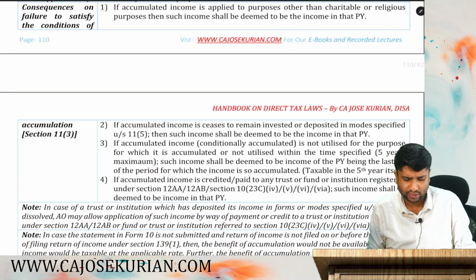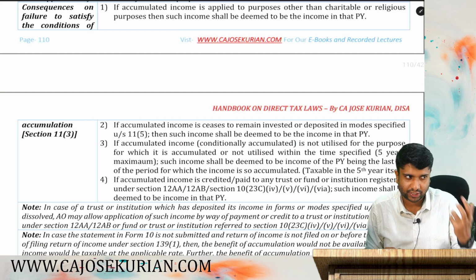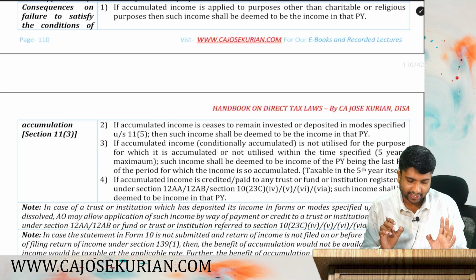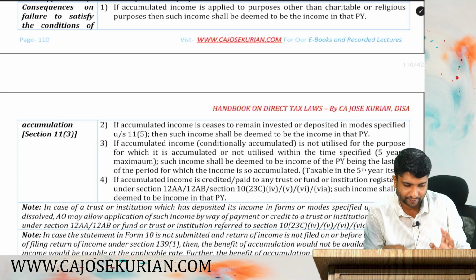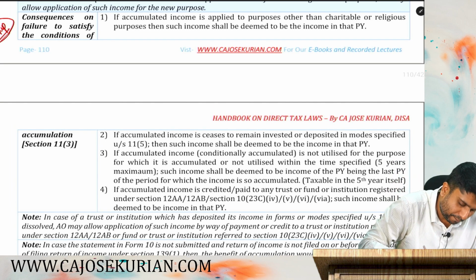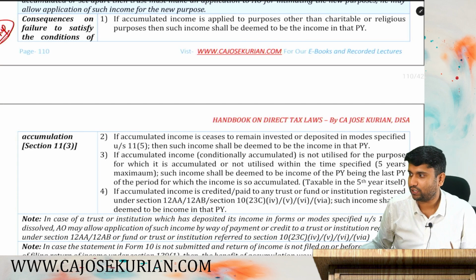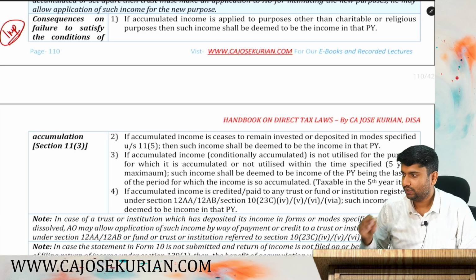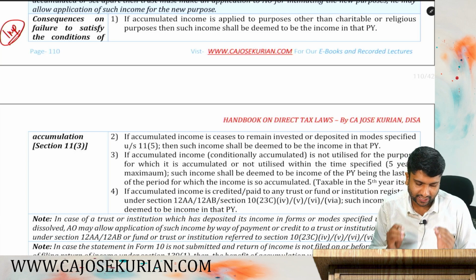Now, till now, we were discussing certain points in relation to application. Now let's understand something in relation to consequences on failure to satisfy the condition of accumulation. Okay, this is actually an important theory. This is an important theory. So let's understand what exactly is the purpose of this respective theory. So listen, let's understand consequences on failure to satisfy conditions of accumulation.